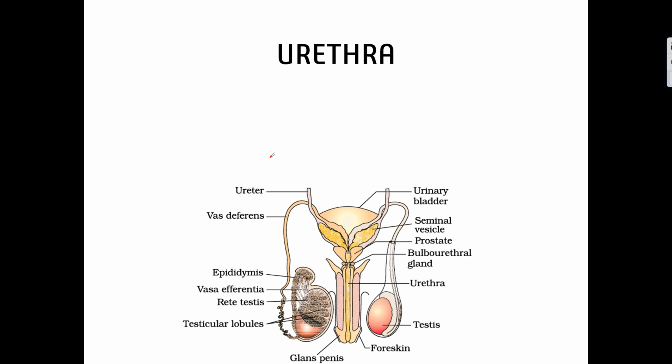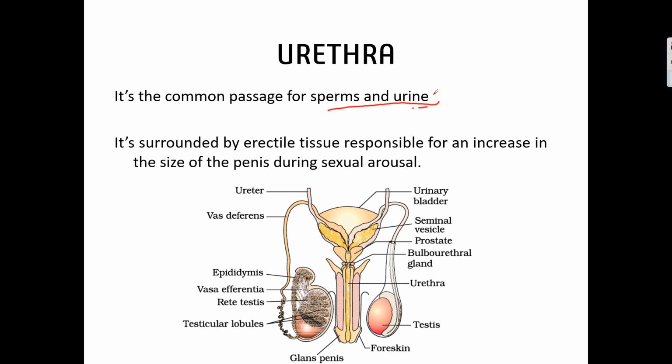Okay. So now let us talk about the urethra. What is the urethra? The urethra is the common passage for sperms as well as for urine. It is surrounded by an erectile tissue, which is responsible for sexual arousal.